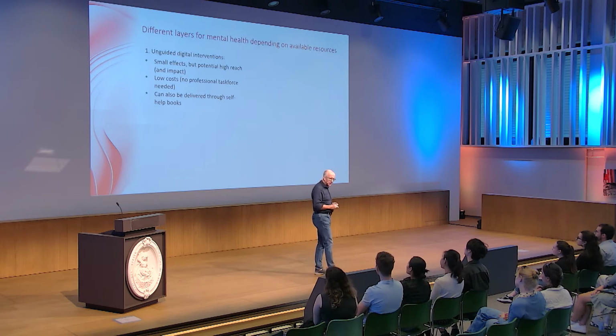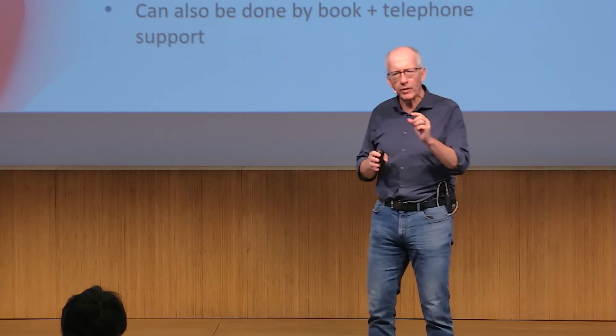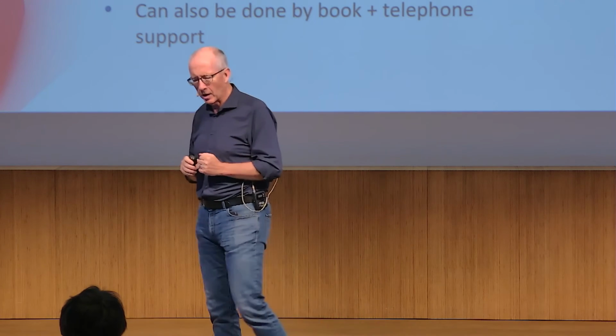So what I think is, you can have different levels of interventions in low and middle income countries. You can start with unguided digital interventions. They work. The effects are small, but they work. There will be a lot of people who won't use it, but there are 800 million people in low and middle income countries who have mental health problems. So even if a fraction of those use it, then the impact is still large.